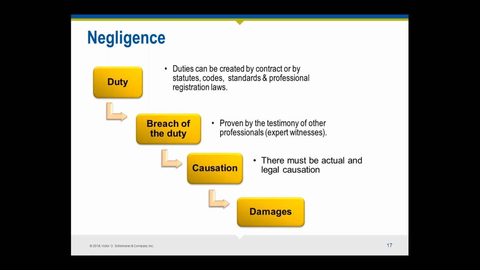Duties can also be created statutorily. There are codes that you have to comply with, for example, or statutes might say that even if you weren't responsible, if an employee of yours is injured on a job site, you owe them their medical expenses and lost wages under workers' compensation laws. So that's a statutory obligation that you may have a duty in that regard.